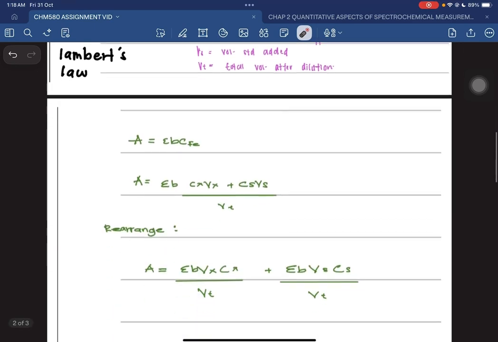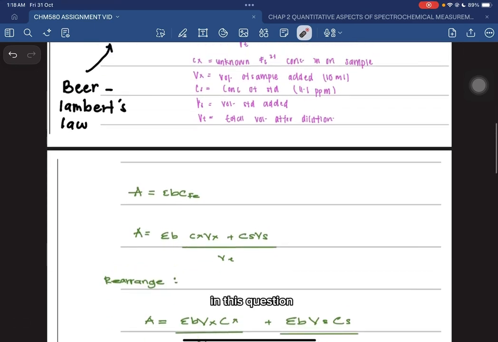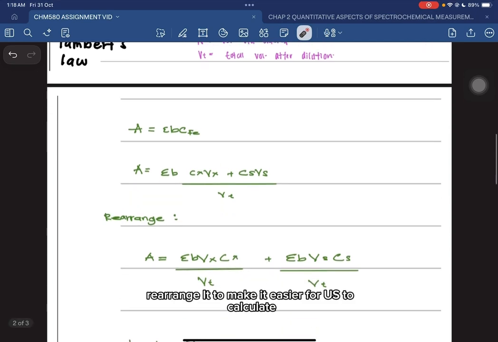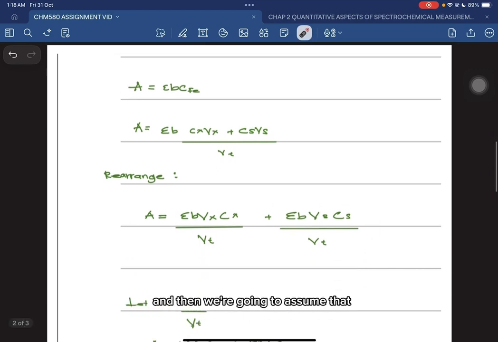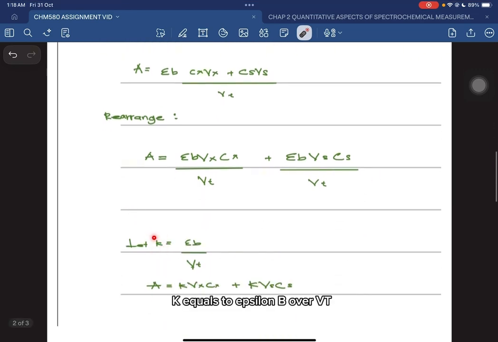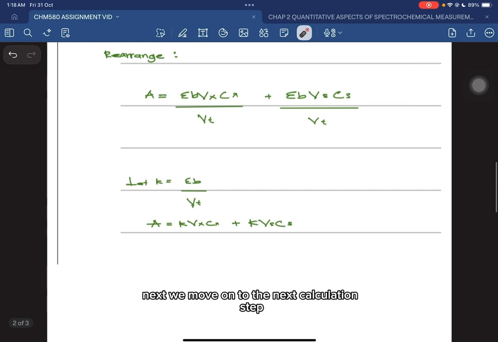So in this question, we combine these two formulas to get this. We rearrange it to make it easier for us to calculate. And then we're going to assume that K equals epsilon b over Vt. And then we're going to get this. Next, we move on to the next calculation step.